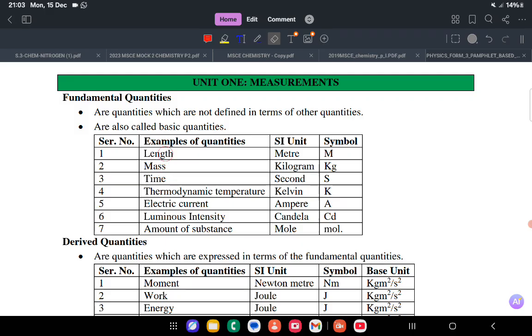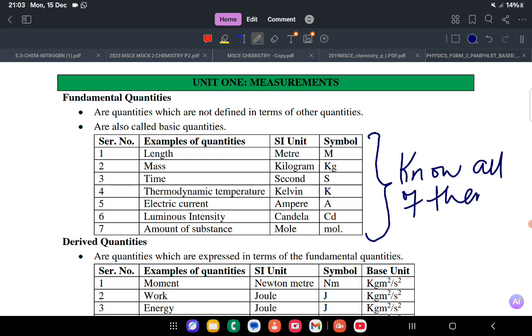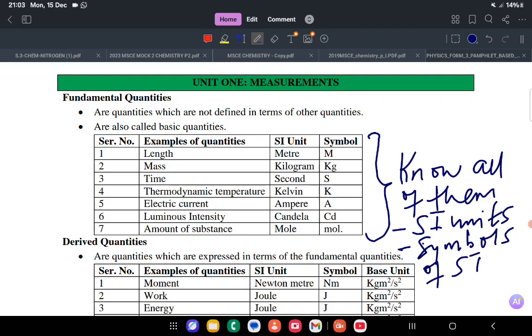All right? So in physics, there are 7 fundamental quantities. And then your syllabus requires that you should know all of them. You should know their units, SI units. You should also know their symbols. You should know their units, and you should also know the symbols of their SI units.